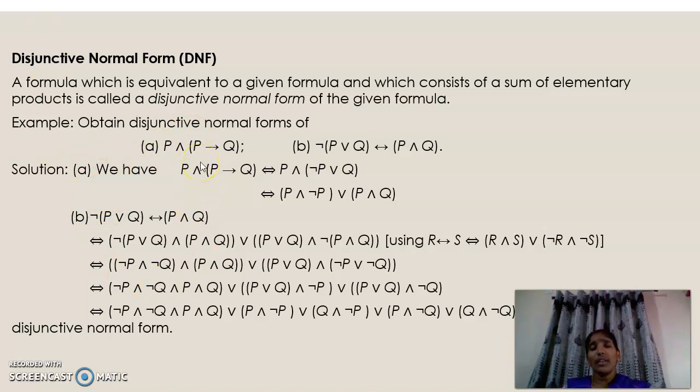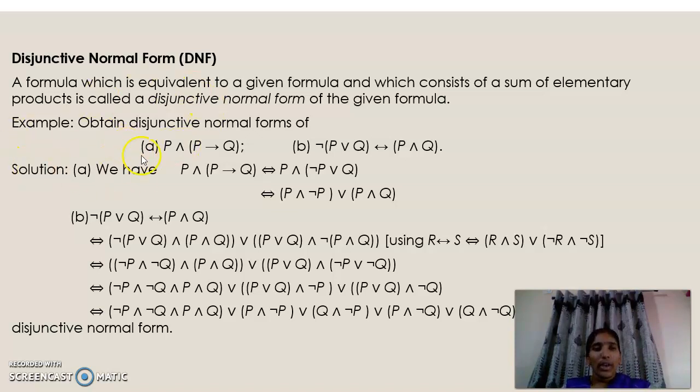The first step of the DNF: first you have to remove the conditional and biconditional statements in your given formula. The next step: is there any negation in front of a formula? We can remove that negation by using De Morgan's laws. Already we know De Morgan's law. And third, apply the distributive law until you reach a sum of elementary products, either 2 times, 3 times, 1 time, 4, 5 times, many times. These 3 steps we can use to obtain the DNF.